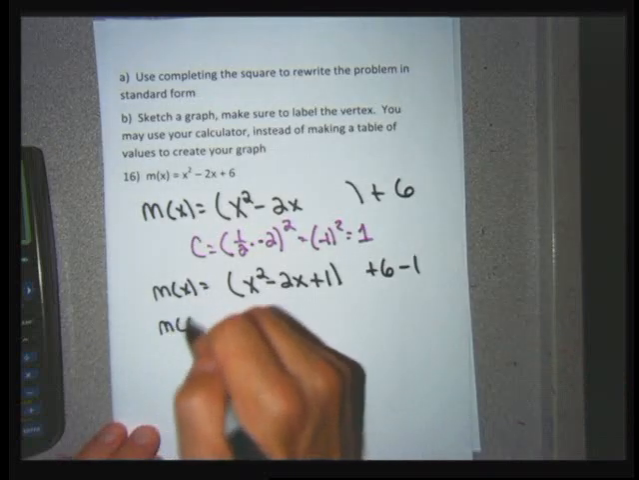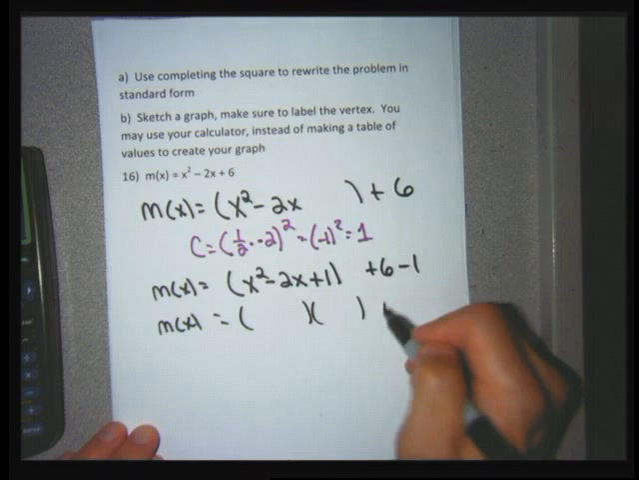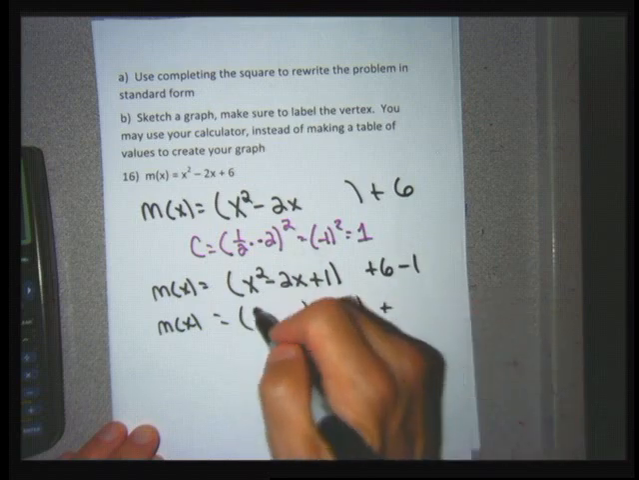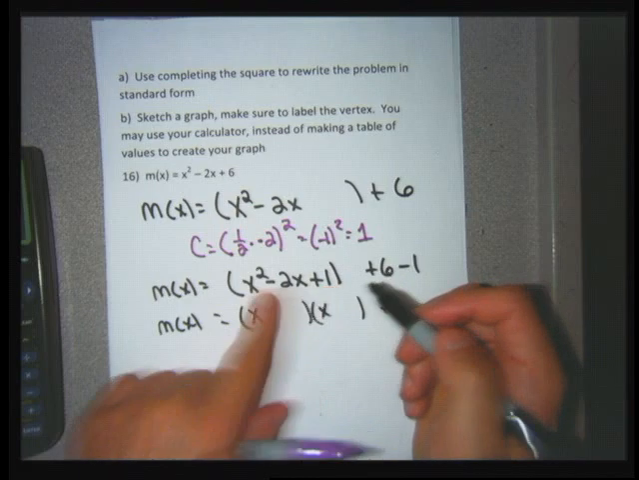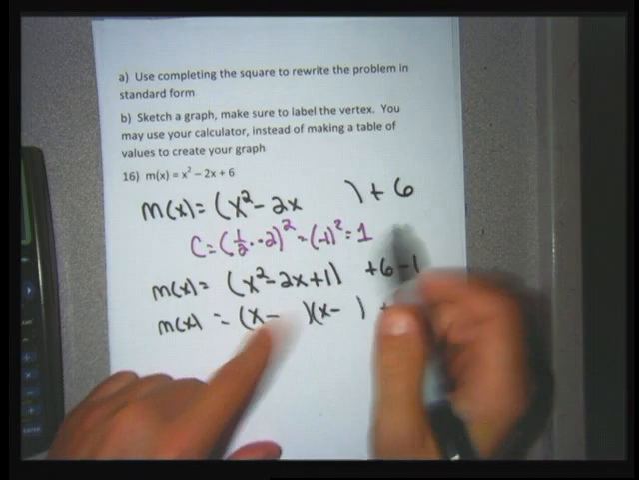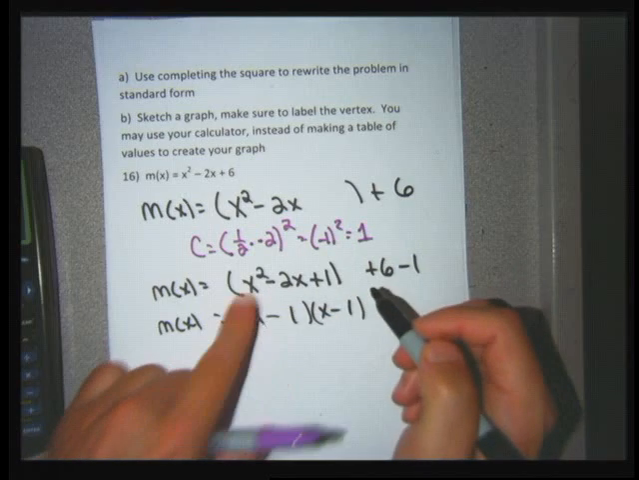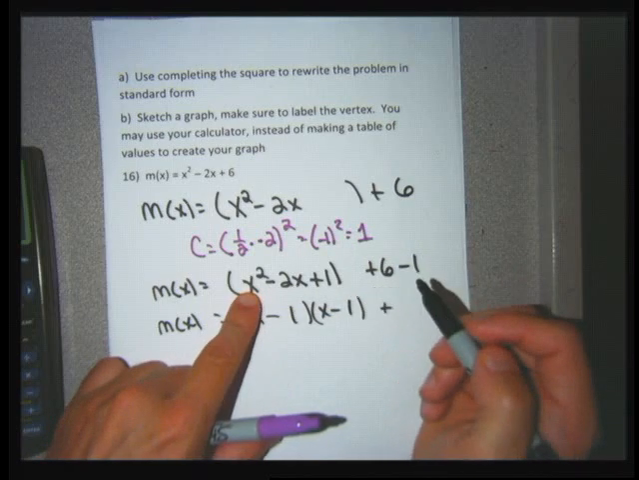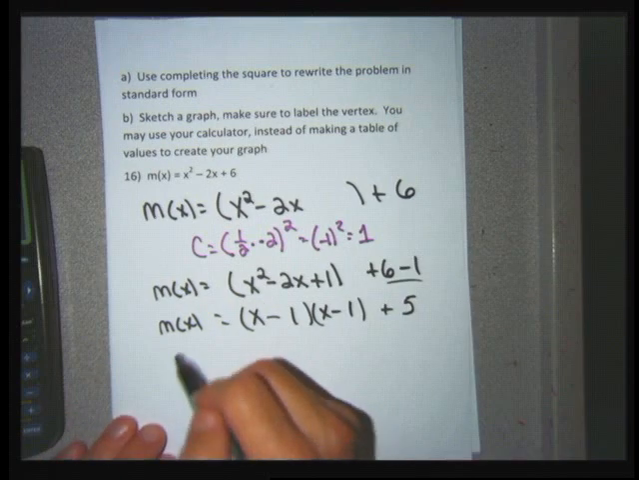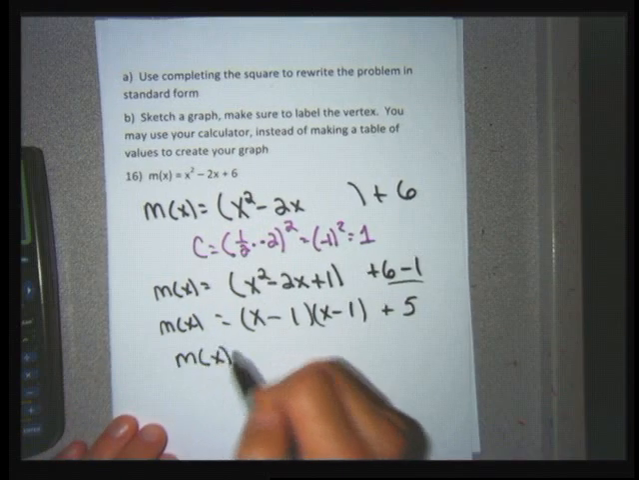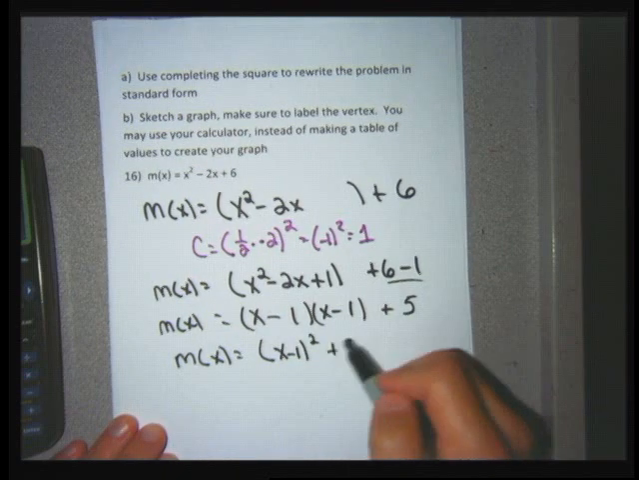Factor and combine. This first parentheses that I have, the firsts are a couple of x's. When I go to factor this x squared minus 2x plus 1, my signs are minus and minus. My lasts multiply to 1, add to 2, that's 1 and 1. So this factors into x minus 1 times x minus 1. Those numbers, 6 minus 1 is a plus 5. So I can rewrite this problem as x minus 1 quantity squared plus 5.